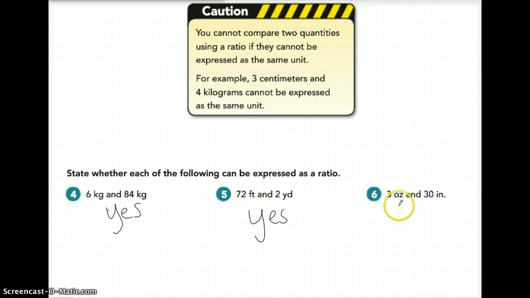We also have here 3 ounces and 30 inches. Now, ounce is a weight, like how heavy something is. 3 ounces, it's not very heavy. And 30 inches, this is a distance. So no, they are two separate categories. They cannot be expressed as a ratio. All right, let's try the next slide.